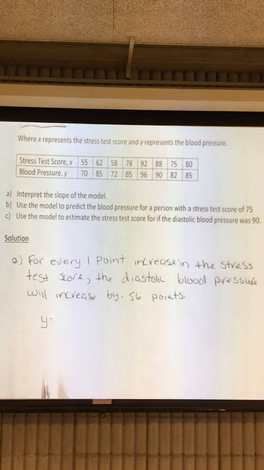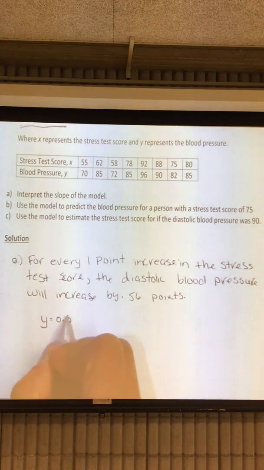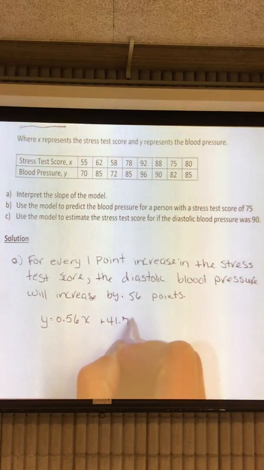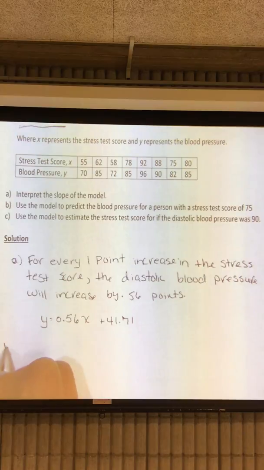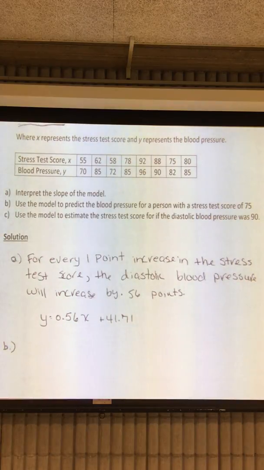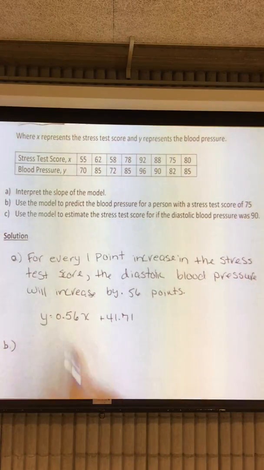And we have our equation, 0.56x plus 41.71. And now let's look at letter B, using the model to predict the blood pressure for a person with a stress test score of 75. So your stress test score is X. Let's plug that 75 into your X.